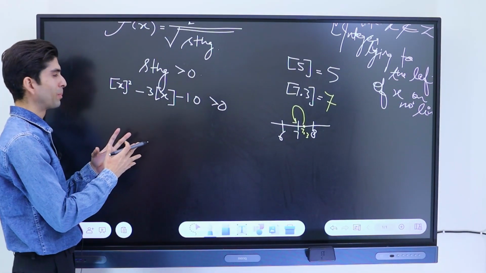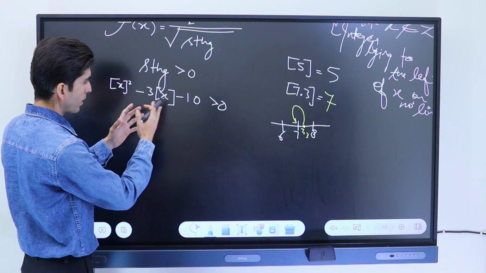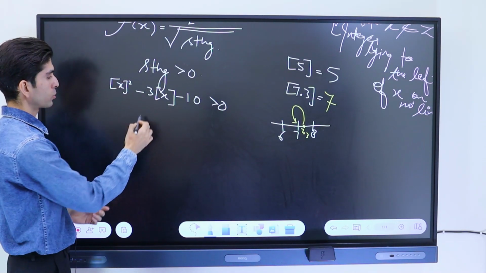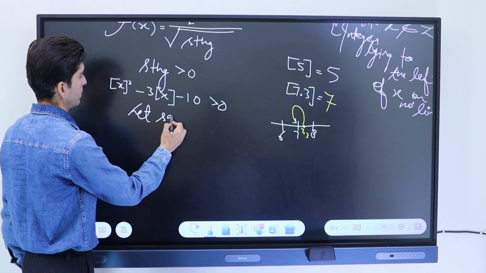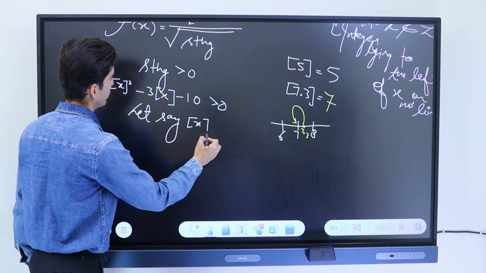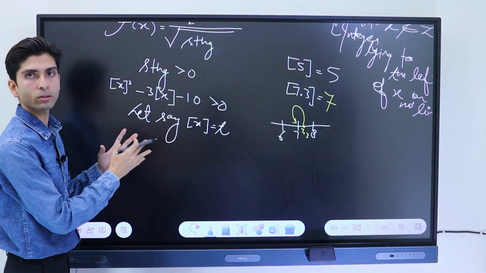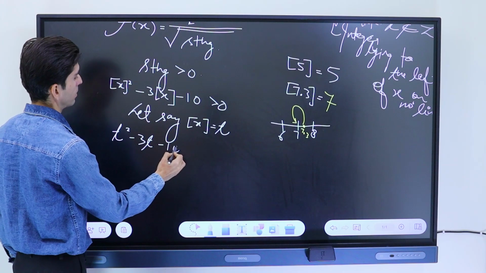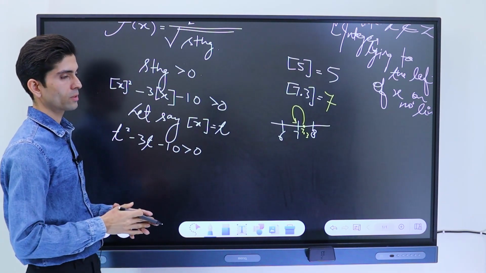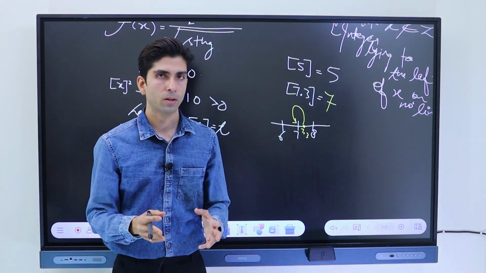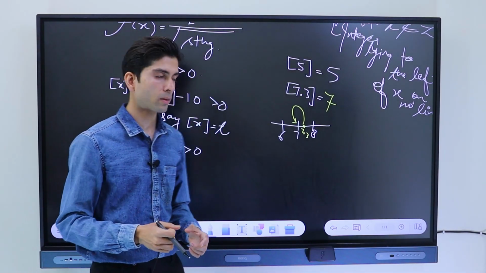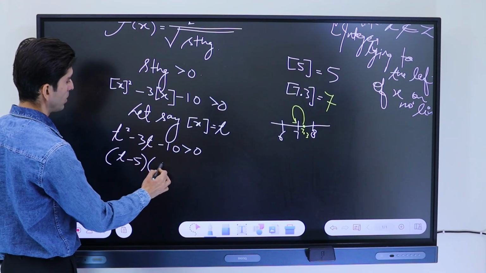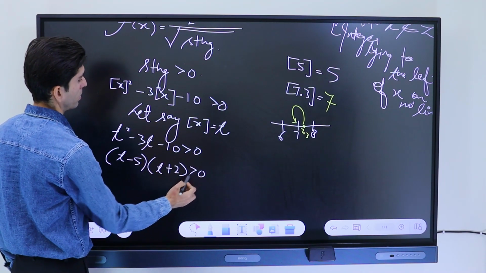Okay, so just for simplicity, because this expression is looking quite complicated, because we have greatest integer and we have a square bracket, let's say greatest integer of x is equal to t, so that we can factorize it in a simple manner. So we have t square minus 3t minus 10 greater than 0. Now you all must have studied the middle term splitting method of factorization in your earlier classes. So using that method, if you factorize this, we get (t minus 5) into (t plus 2) greater than 0.